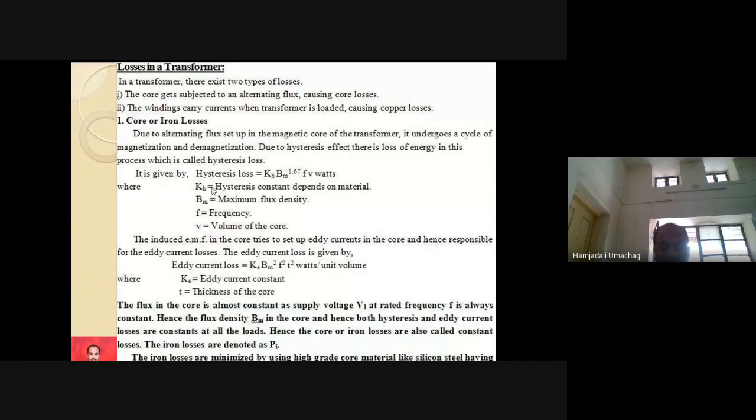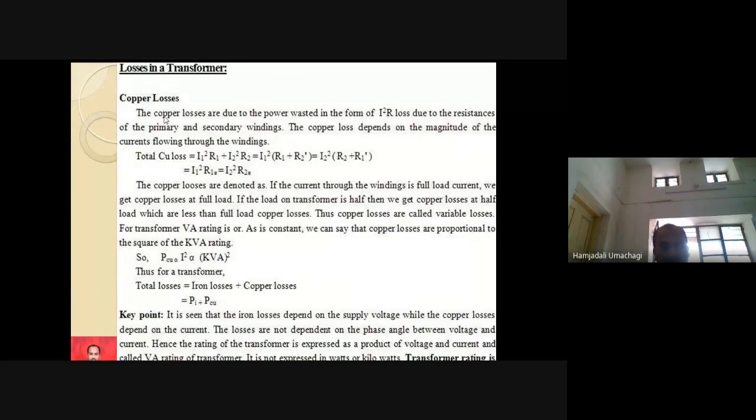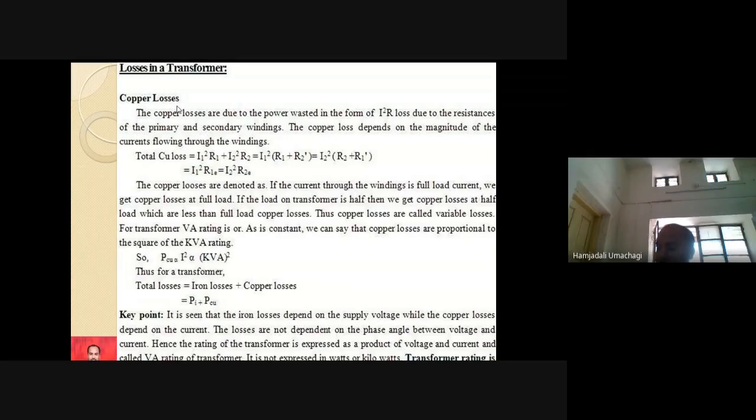Whereas copper loss is given by I square R. Whenever we change the load, the current drawn by the secondary side, I2, will change. Accordingly, I square R will change, that is, I2 square R2 will change. Because of that, another name for copper loss is variable loss. Okay.